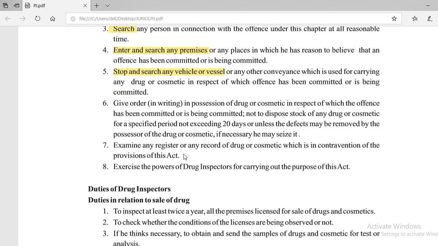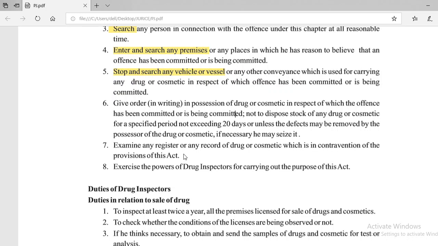Nowadays the register is maintained in the computer, right? Means it is not as such a physical register, although they have the physical register, but every data is mentioned in the computer. Okay. Then eighth, last one is exercise the powers of drug inspector for carrying out the purpose of this act.